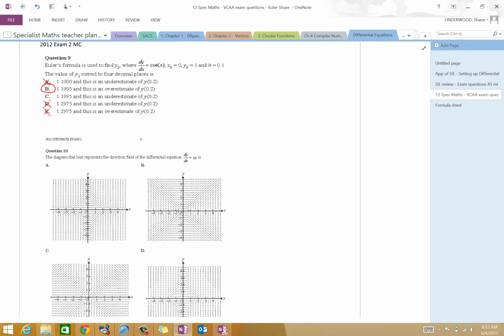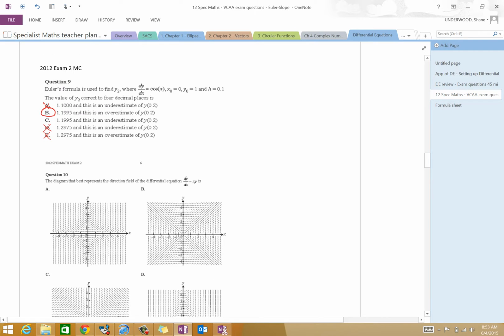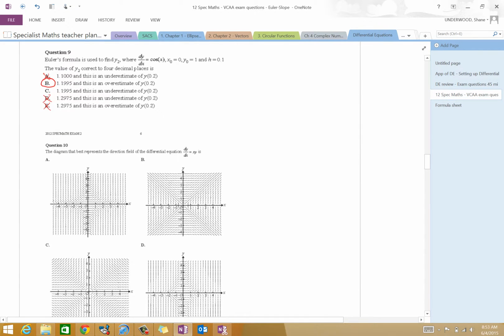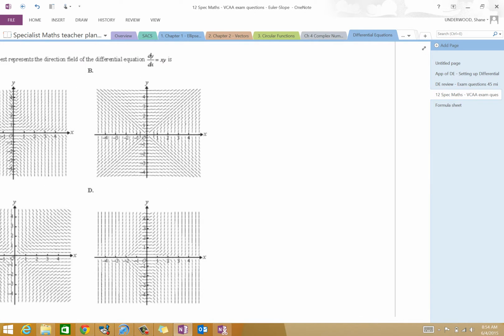Okay, so we've gone through an Euler. Now remember, 2012, I'm putting the stuff that was on in recent years' time. Guess what? Question 9, Eulers. Question 10, slope field. It's basically like this all the time. So let's go back to this.